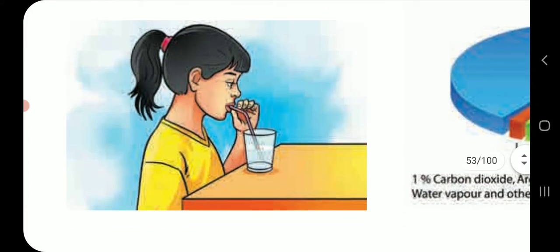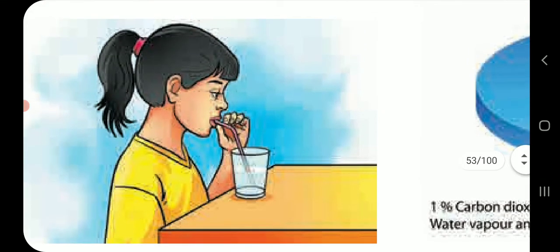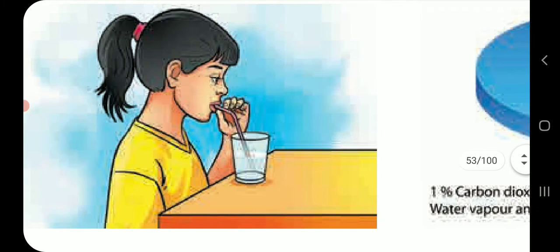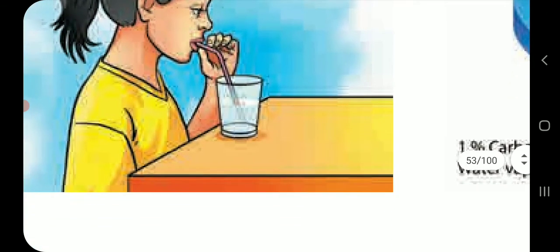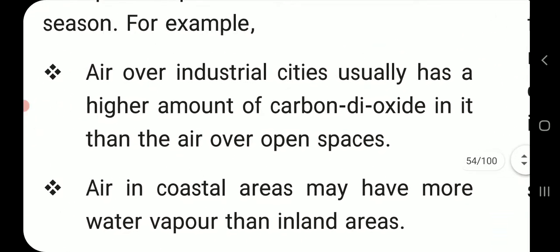Now, how to prove that the expelled air which we are breathing out contains carbon dioxide? Take a glass which contains lime water, and if we blow into it, the lime water will change into a milky form. It becomes milk white. That proves that the air expelled by our body, that is expiration, gives out carbon dioxide.